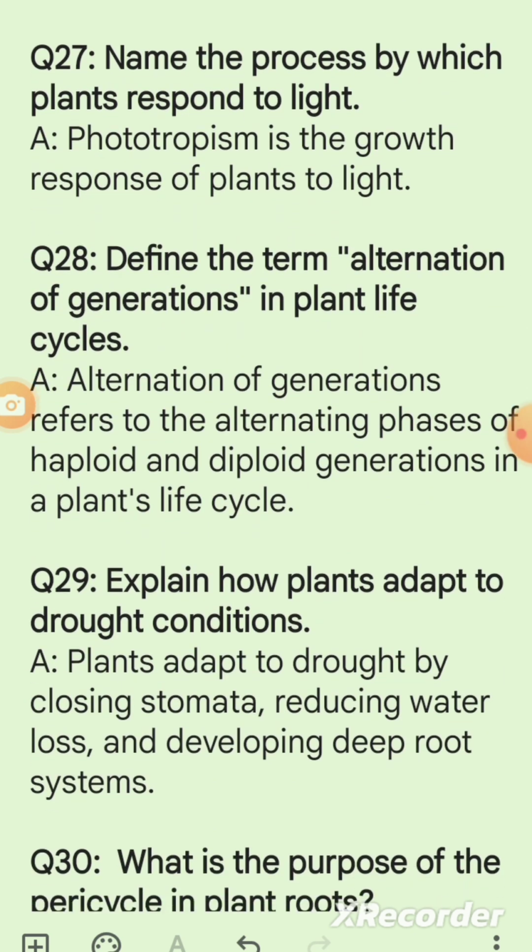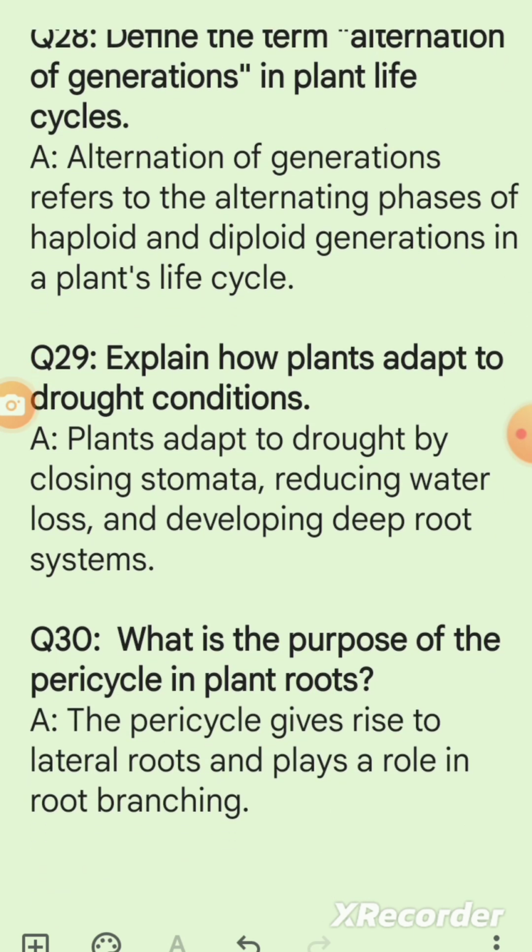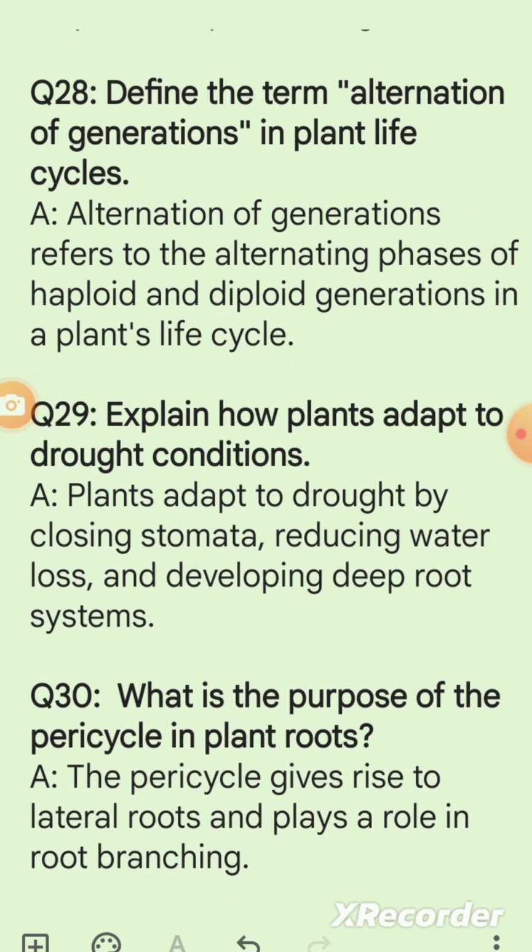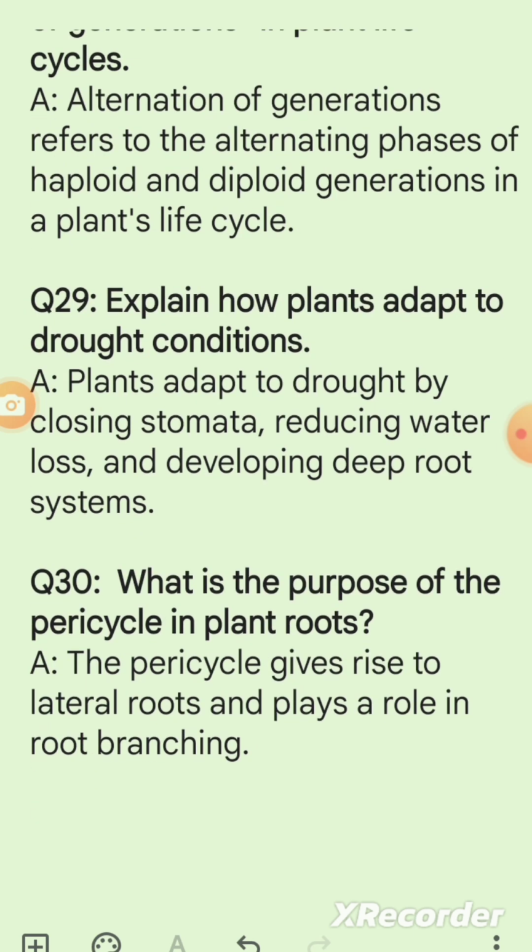Q29. Explain how plants adapt to drought conditions. A. Plants adapt to drought by closing stomata, reducing water loss, and developing deep root systems. Q30. What is the purpose of the pericycle in plant roots? A. The pericycle gives rise to lateral roots and plays a role in root branching.